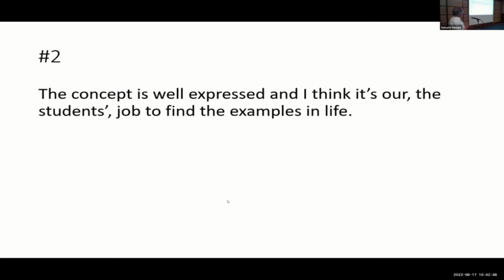The next one, the concept is well expressed, and I think it's the student's job to find the examples in life. I really like this student because they can do an apostrophe correctly with that S. There's not many students get their apostrophes in on the phone. I'd like to meet this person.